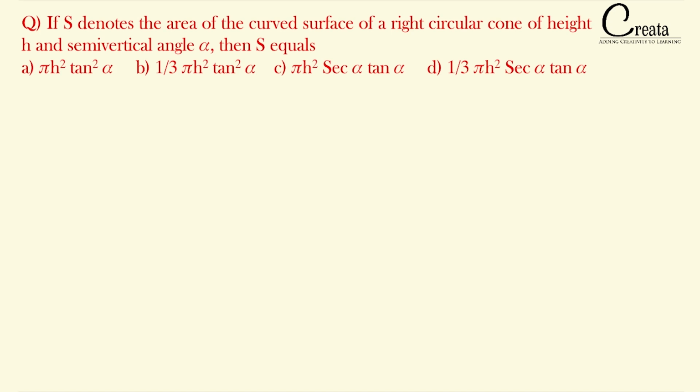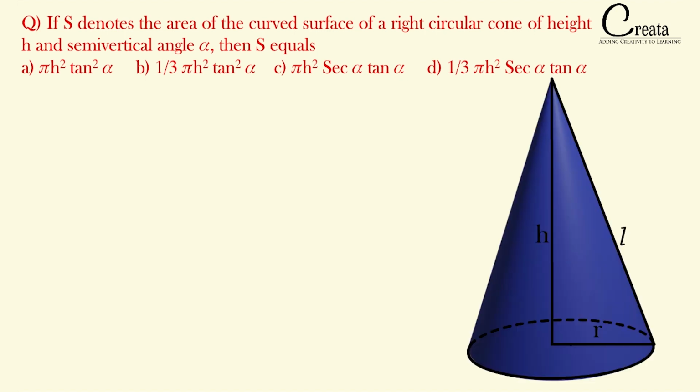Let's move to the next question. The question is, if S denotes the area of the curved surface of a right circular cone of height h and semi-vertical angle alpha, then S equals, four choices are given. Let's approach this question. This question is talking about a right circular cone whose area of the curved surface is capital S. And the height of this right circular cone is given as h, and the semi-vertical angle, this angle, is given as alpha. And we have to find the value of the area of the curved surface, that is capital S.